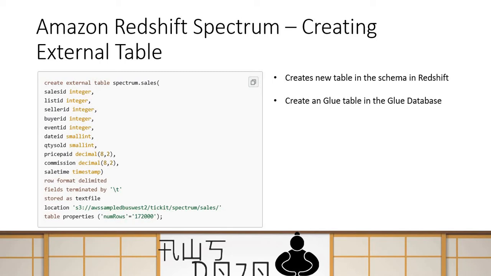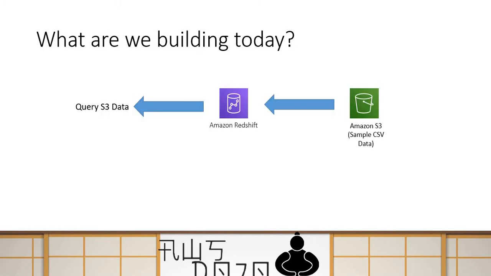So having said so, what are we building today? What I'm building today is pretty straightforward, guys. It's a very small exercise. We will have an Amazon S3 bucket where we'll keep some sample CSV data. Then we are going to launch Amazon Redshift, and we'll use Redshift Spectrum to configure the external schema and table, and then we simply query that S3 data using that external schema and table. It's a pretty straightforward workshop exercise today.